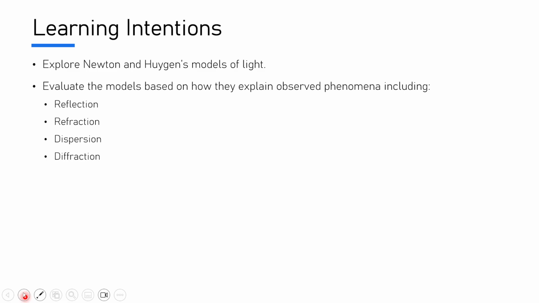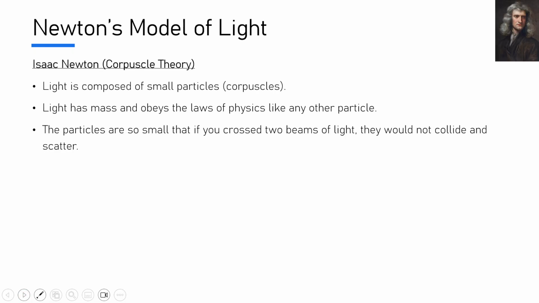So some key learning intentions today, we're going to be looking at Newton and Huygens' model of light. We're going to evaluate the models based on how they explain observed phenomena. So we're going to be looking at whether or not those models can explain why light reflects, refracts, disperses, and diffracts. So Newton's model of light.